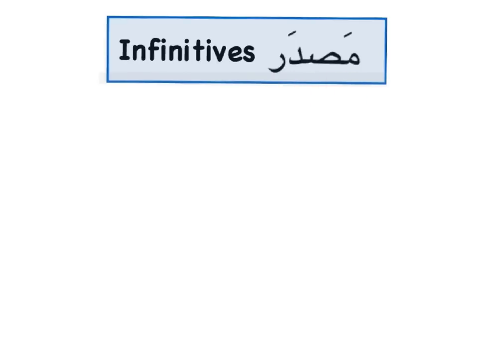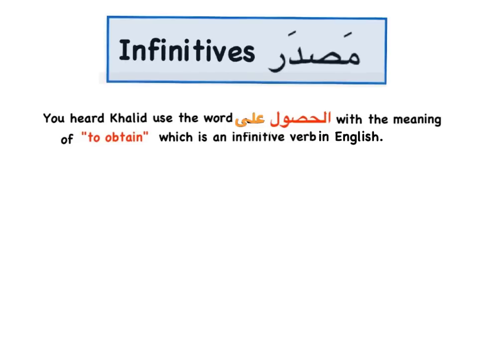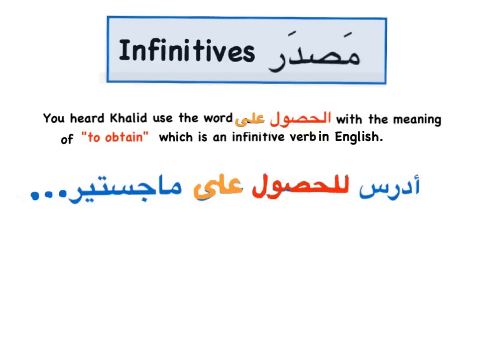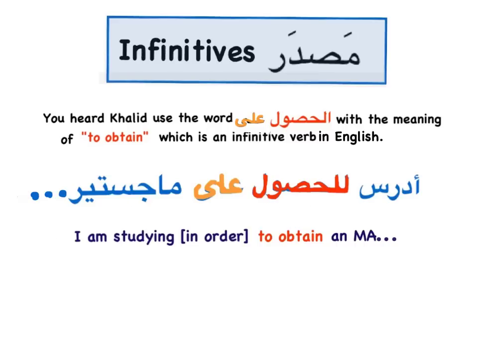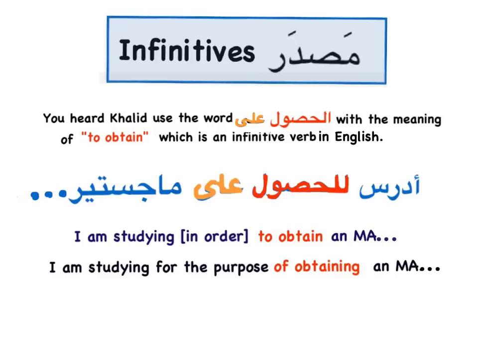Okay, now we'll learn مصدر. مصدر is the equivalent of infinitives in English. You heard Khalid use the word الحصول على with the meaning of to obtain, which is an infinitive verb in English. Look at this example. أدرس للحصول على ماجستير, which means I'm studying in order to obtain an MA. And it can also be translated into I'm studying for the purpose of obtaining an MA. Notice how للحصول على can have two equivalents in English, to obtain or the purpose of obtaining.